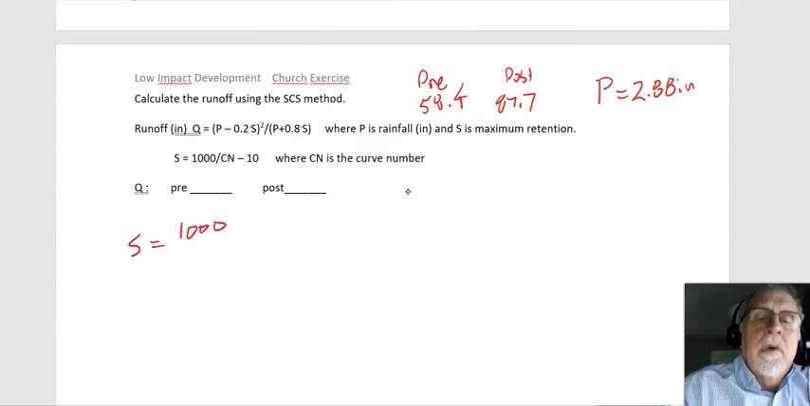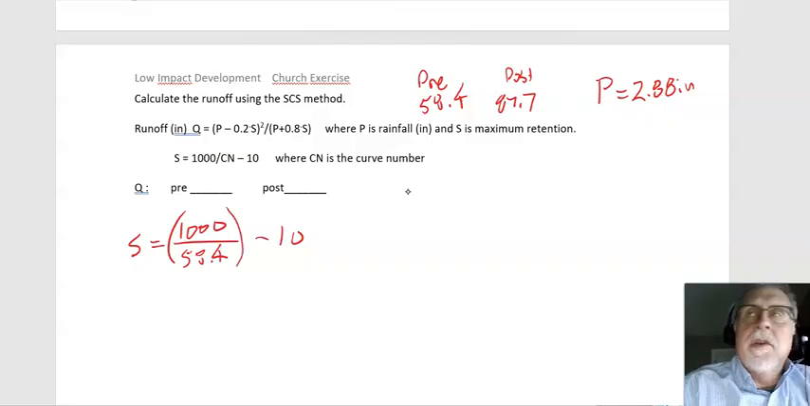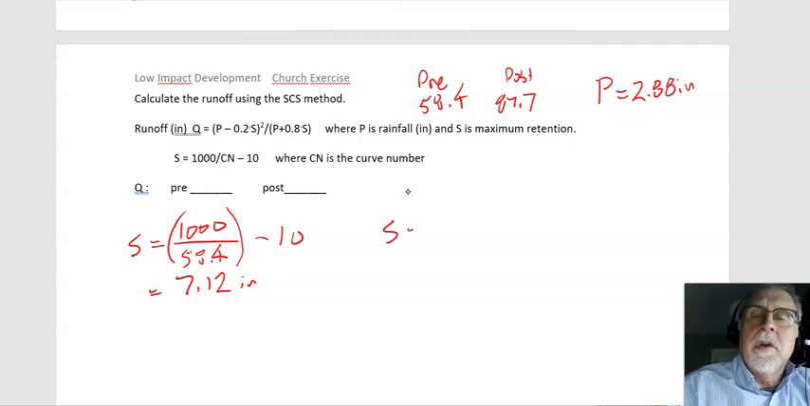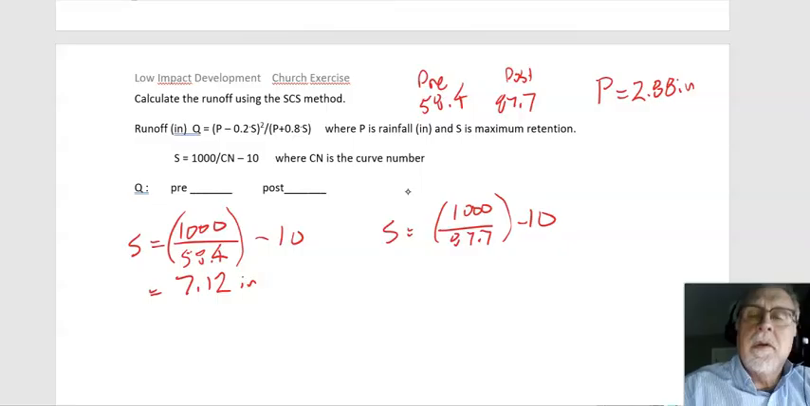It's 1,000 over the curve number, minus 10. And remember, it's this. I keep saying this because I've seen it on every test I've ever given. Someone will put 1,000 minus 10 over 58.4. And that turns out to be 7.12 inches. For the post, it's 1,000 over 87.7, minus 10, and that turns out to be 1.4 inches. So that's a big difference.